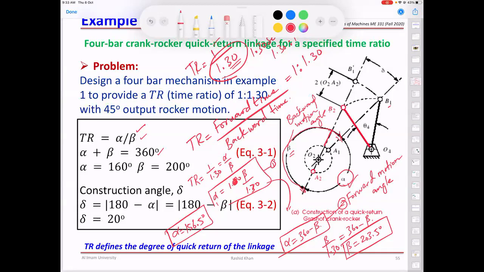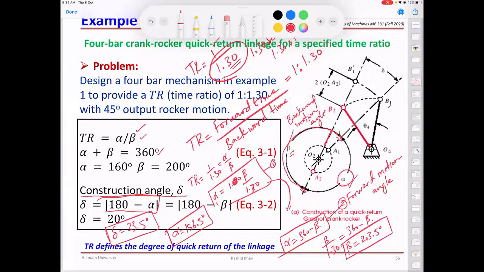There is another important angle, which is called the construction angle. I will explain it while we draw the mechanism, right? We will synthesize the mechanism. What is the importance of this delta angle? Delta angle is actually either 180 minus alpha. It's an absolute angle, it is always a positive angle, or 180 minus beta degrees, right? So in this case, if you put the value of either alpha or beta, delta would be equal to 23.5 degrees, right? So you can check these values later on, right?